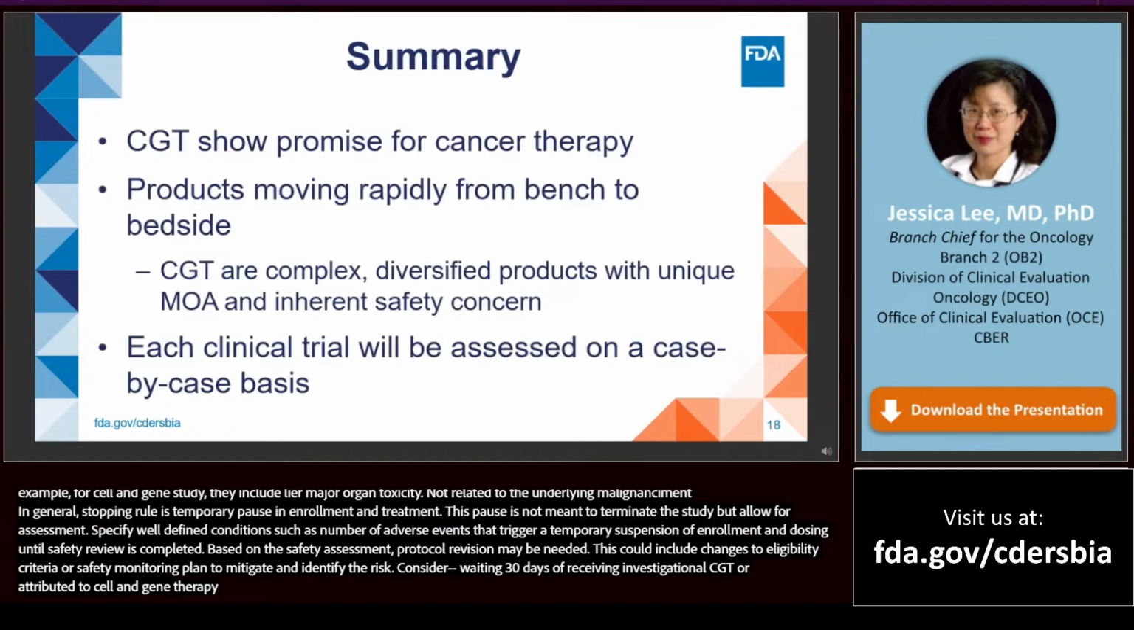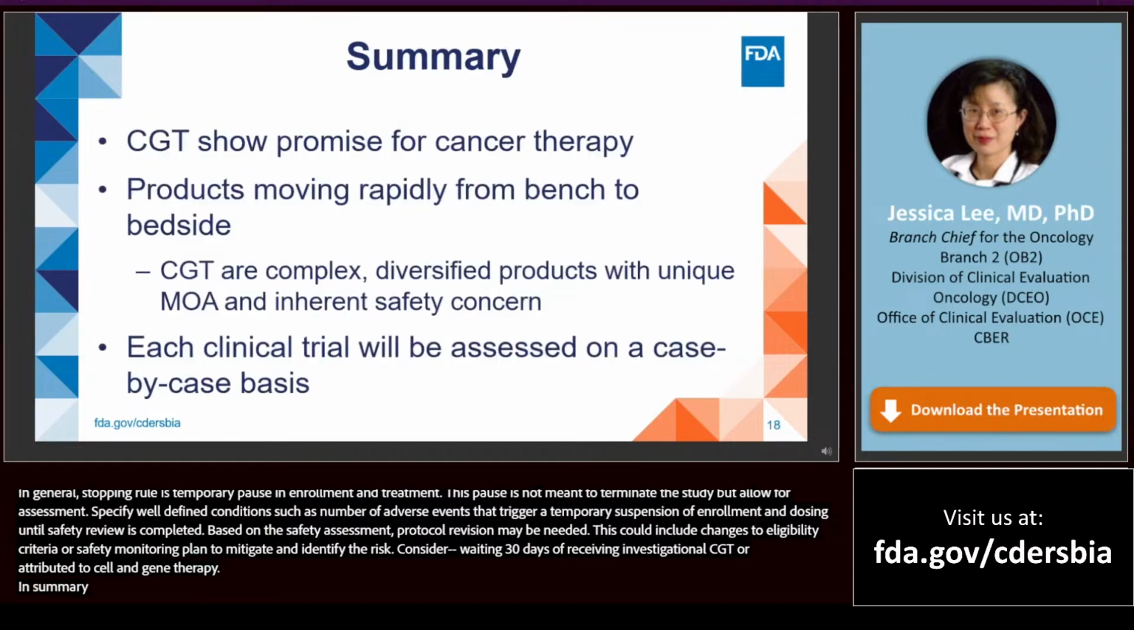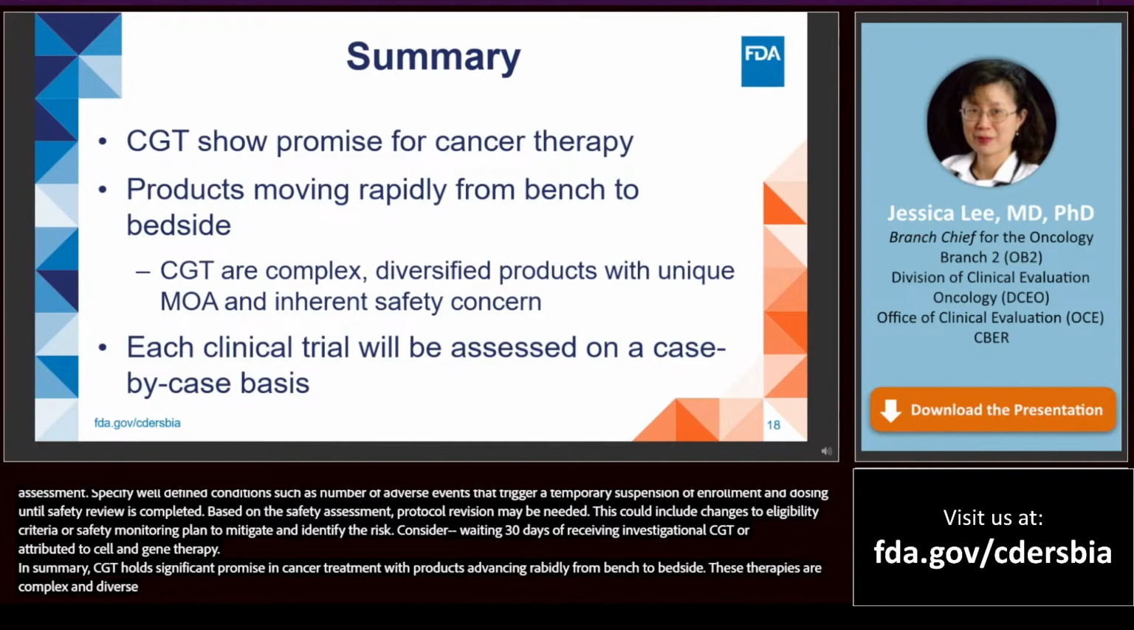In summary, cell and gene therapy hold significant promise in cancer treatment, with products advancing rapidly from bench to bedside. These therapies are complex and diverse, with unique mechanism of action and inherent safety concerns. Therefore, each clinical trial must be evaluated individually, considering the specific characteristics and the risk of the therapy.